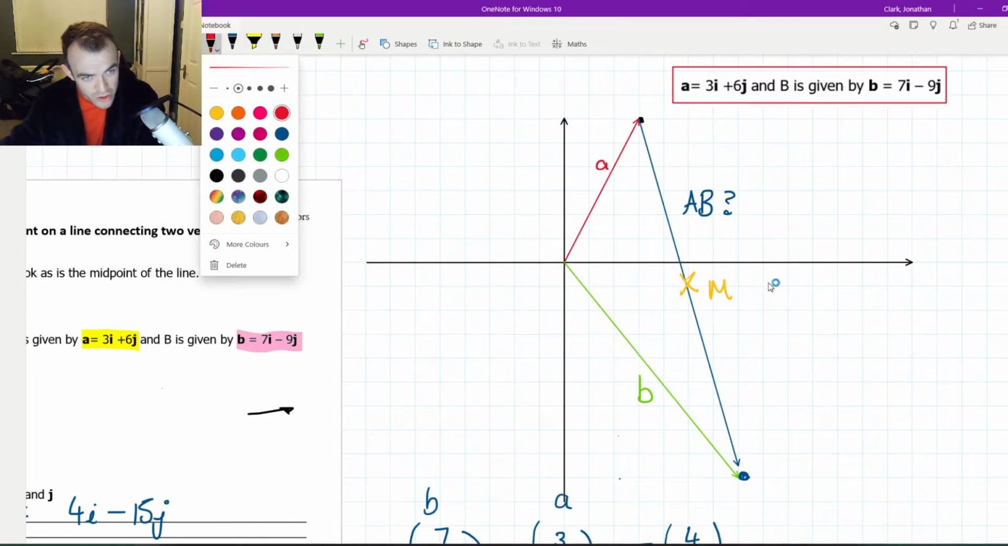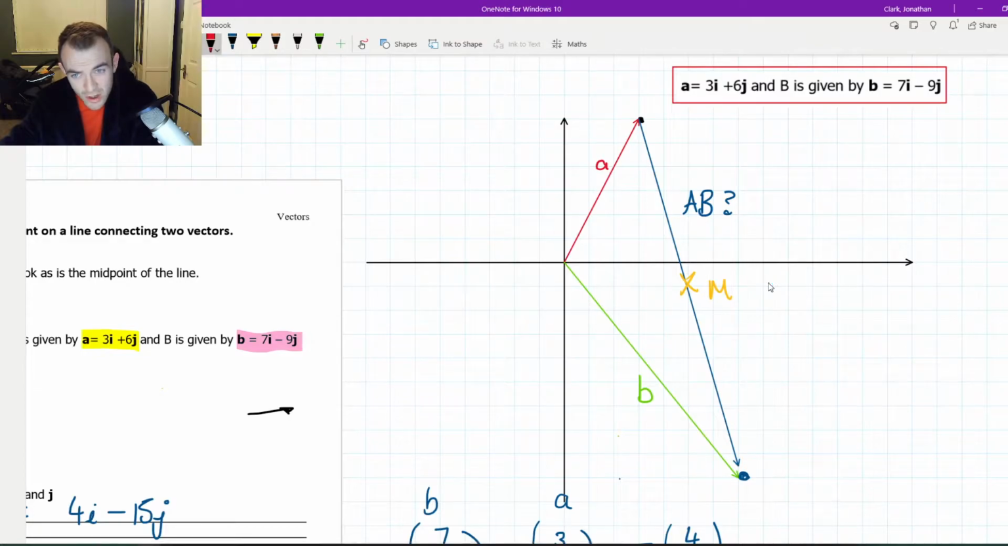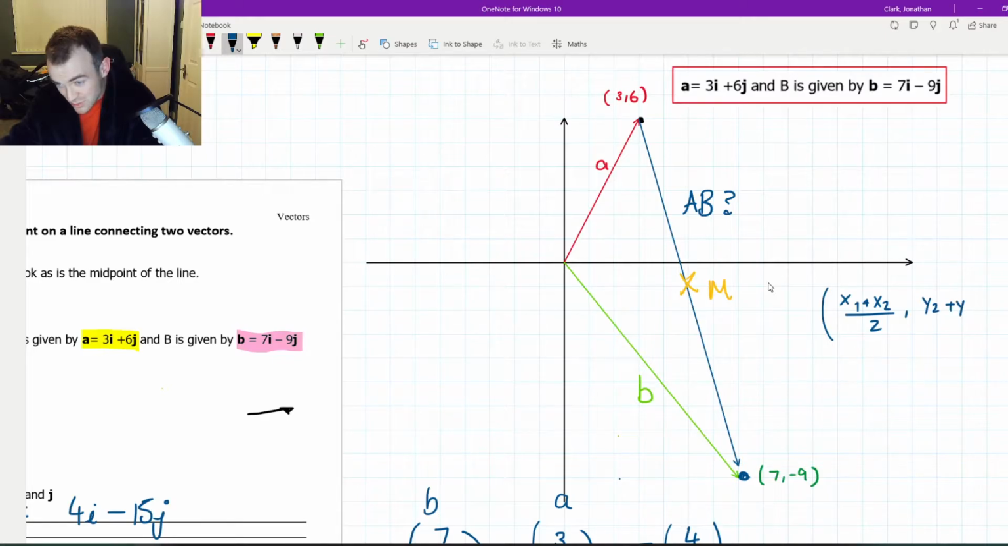Okay, let's get the coordinate geometry method out of the way first. If you think about it in terms of coordinates, this point here is 3, 6. This point down here is 7, minus 9. And the midpoint formula that you picked up right at the start of the year was this. You take the two x values, add them together, divide by 2. You do the same with the y values. Oh, I've written y2 twice. There we go, y1. You average them out and see what you get.